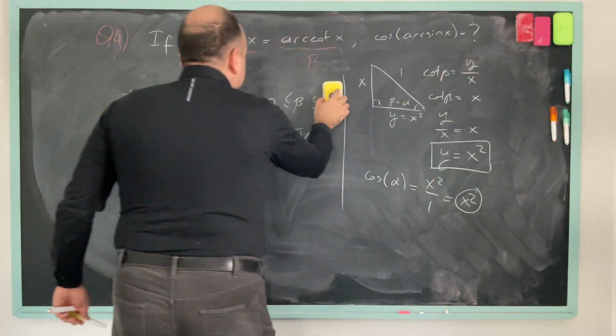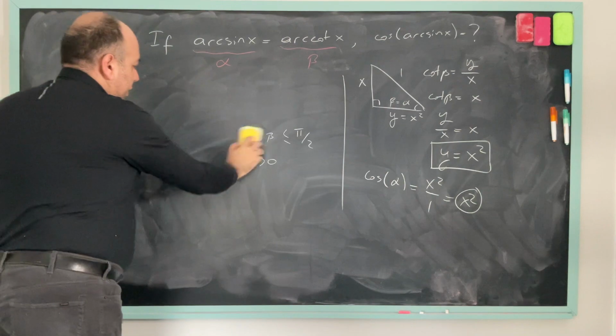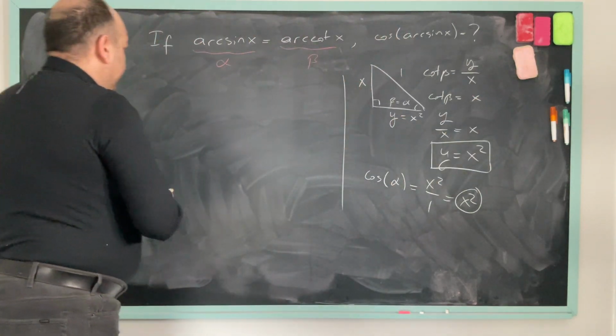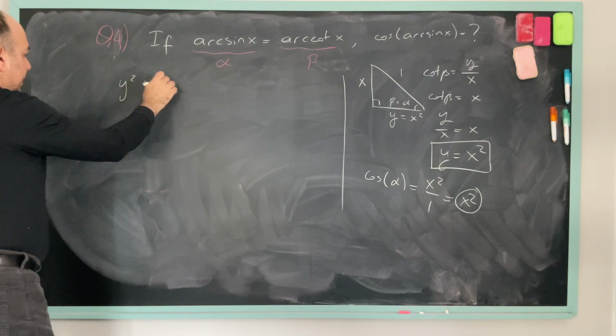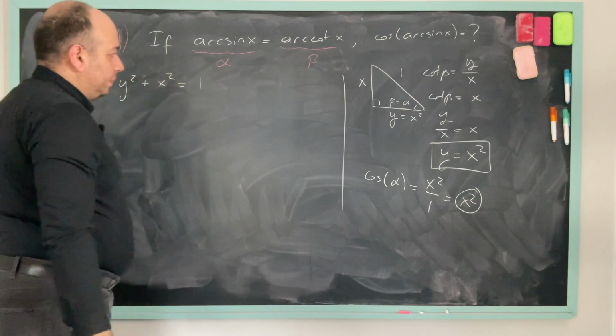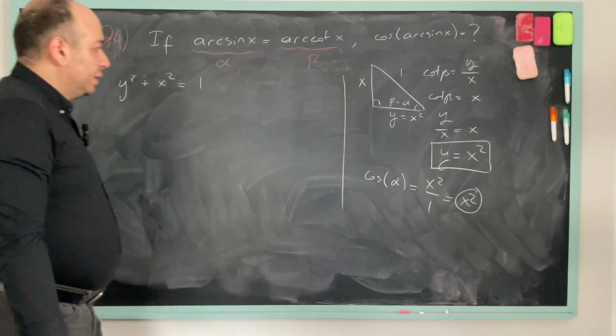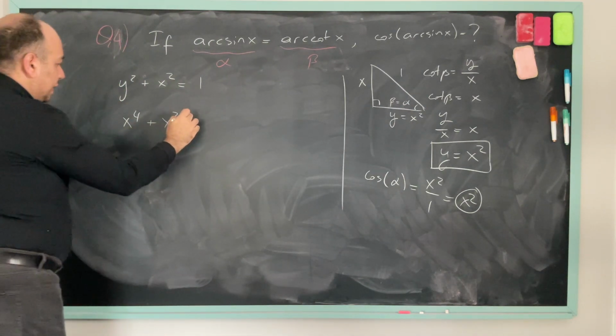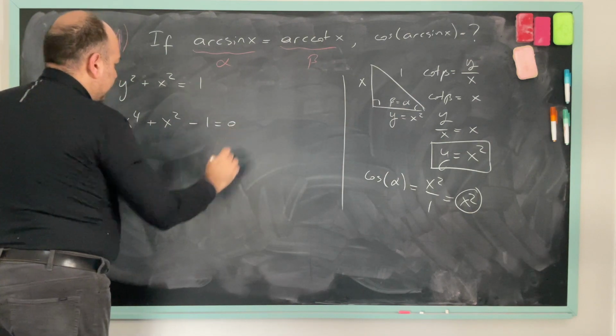So the next step is just to use the Pythagorean theorem, right? So square of y squared plus square of x squared is equal to 1. The hypotenuse, right? So y is equal to x squared, so this is x to the 4th plus x squared minus 1 is equal to 0.